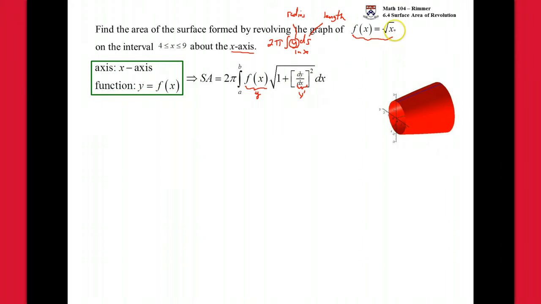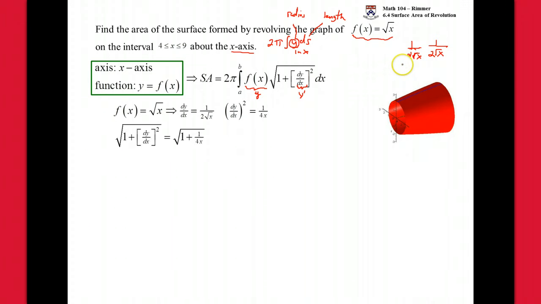So if y is the root of x, its derivative is 1 over 2 roots of x. It'll be x to the half, and then you bring down a half, take it to the negative half. That would give us this guy. So when we square that, it's multiplying it by itself. If we have 1 over 2 root x, we multiply by 1 over 2 root x, it becomes 1 over 4x. The x is also in the denominator. And so we need to add 1 to that.